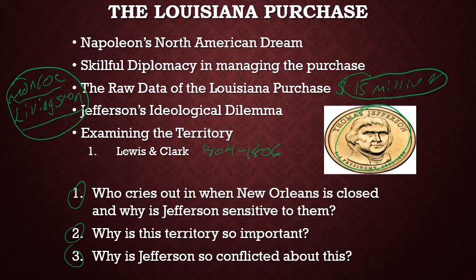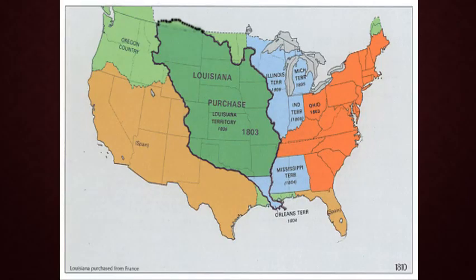So anyway, we'll take a quick look at a map here. Look at how much territory we get. And through rivers, we actually have access to the Pacific Ocean now too. We double the size of the United States through the Louisiana Purchase. So this is a massive, massive increase in territory, and it's going to change the trajectory in the future of the United States.